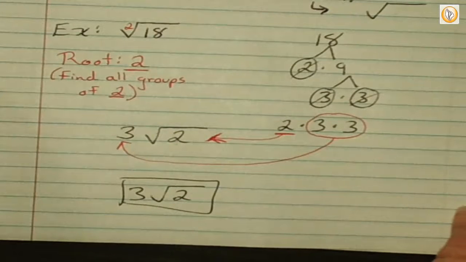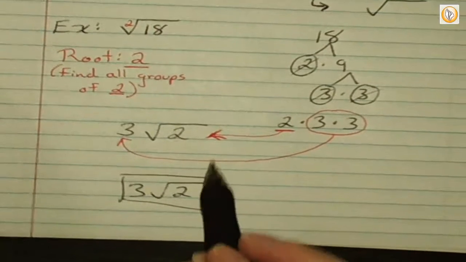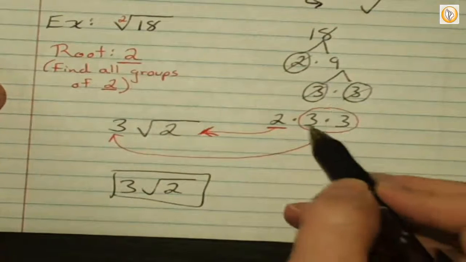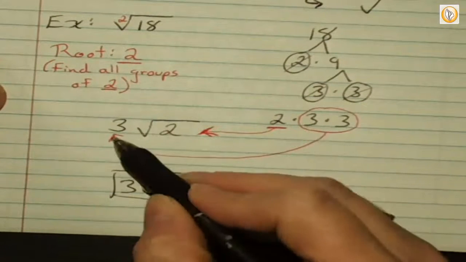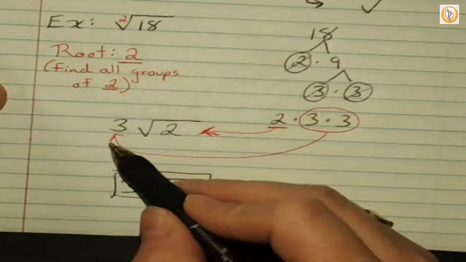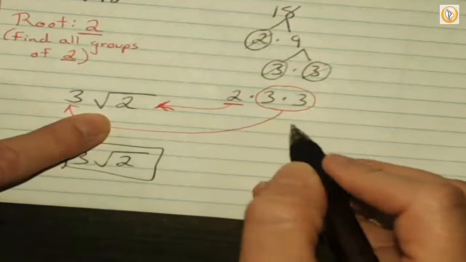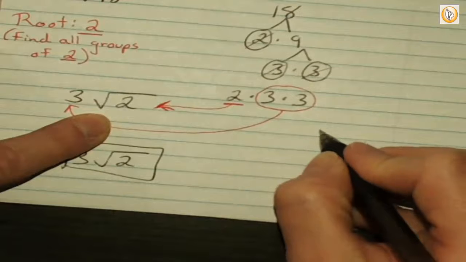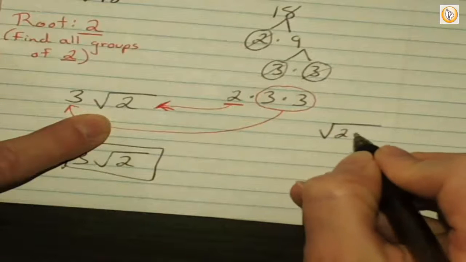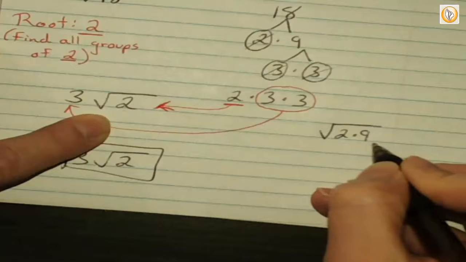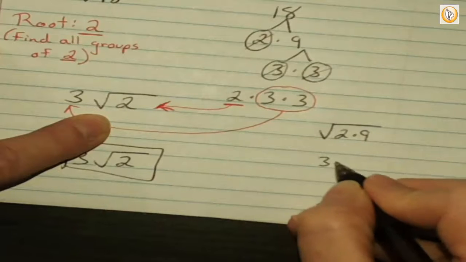Wait, why would you square it then? Because remember, right here, see there's 2 3s? So only one went on the outside. So that's basically saying, if we were to multiply this and that would be 9, that would be like saying 2 times 9. Oh, look, there's a perfect square. That's 3, right? Yes.